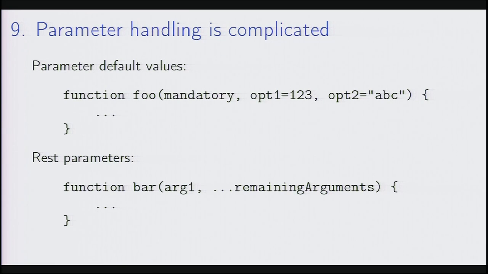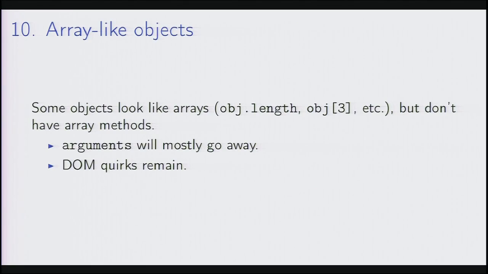Next, parameter handling is complicated. You check for undefined. You work with arguments, and what ECMAScript.next does for you is parameter default values, and these will be used whenever you omit a parameter. You also have rest parameters, and there all the remaining arguments are assigned to this variable as an array.